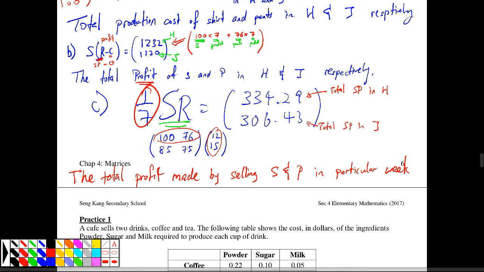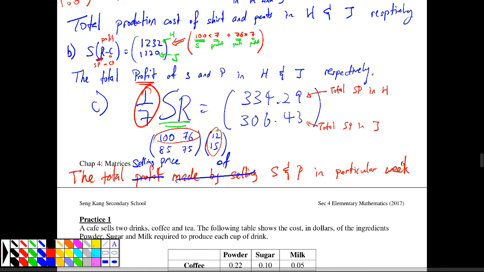Number 1, is it really profit? No, it's the selling price. Or if you want to be fanciful, the revenue received, that kind of thing. But you don't need to. So you can just write: the total selling price of shirt and pants in 1 day.